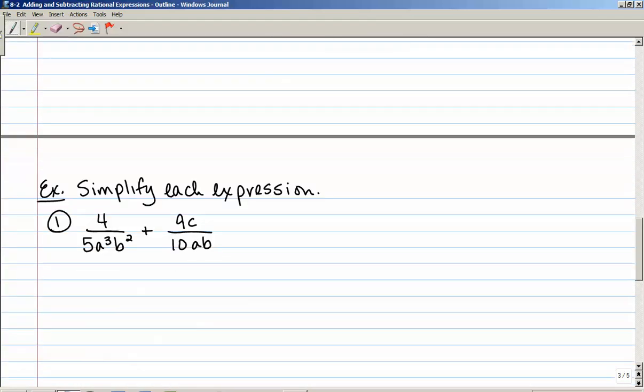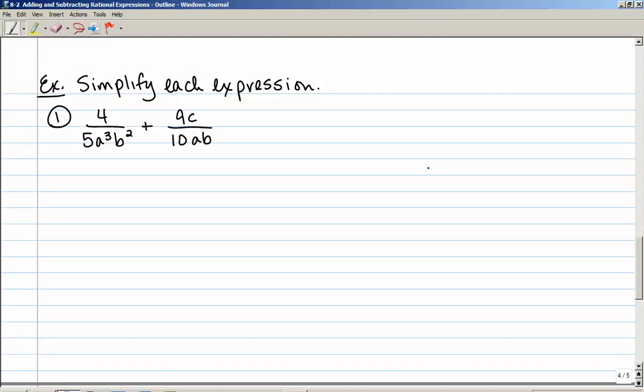So using that, let's simplify a few expressions here. So I have 4 over 5a cubed b squared plus 9c over 10ab. First thing I want to do is figure out what is my least common denominator. So I need to find the least common multiple of these 2 expressions on the bottom. Well, looking at the 5 and the 10, 10 would be my common denominator. Take the greatest exponent of a and the greatest exponent of b. So that's going to be my common denominator. So I need to rewrite each of these fractions with that denominator.